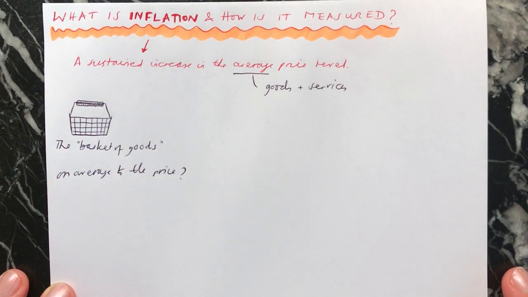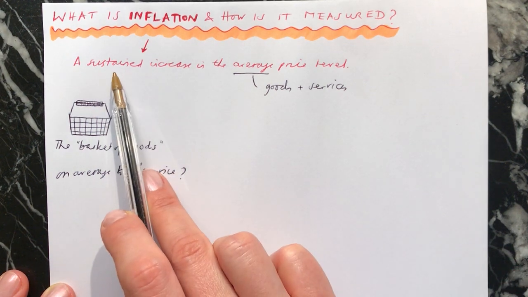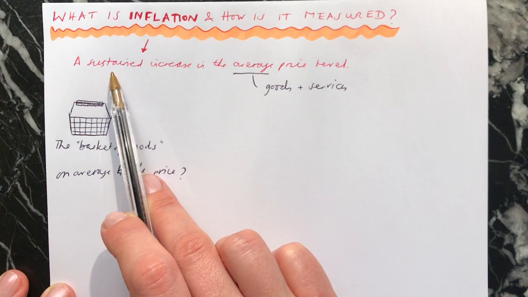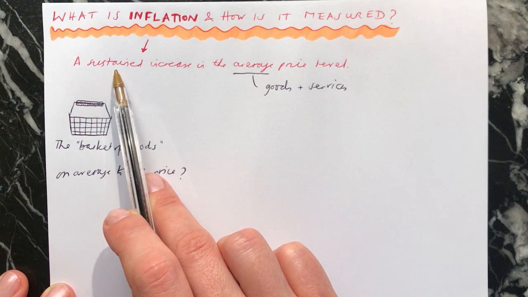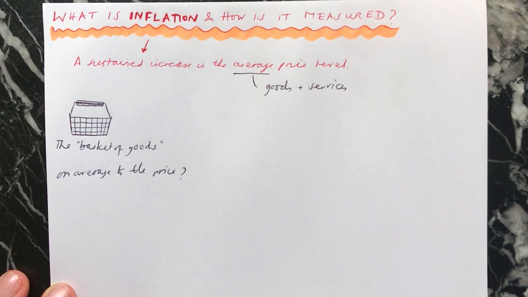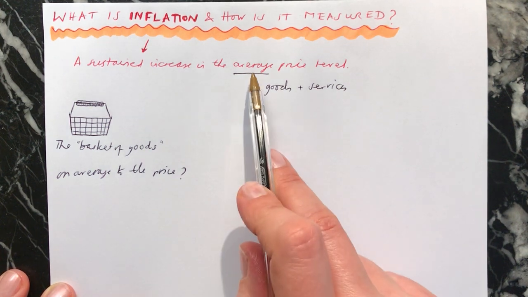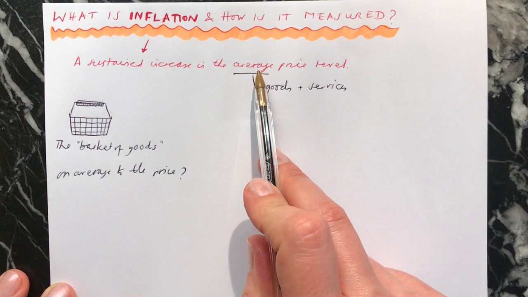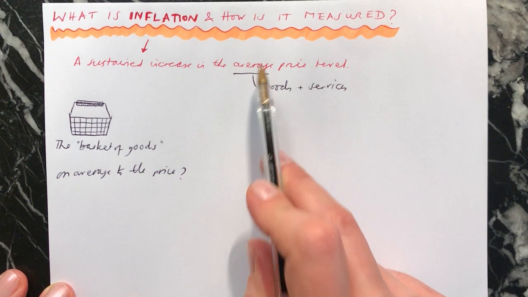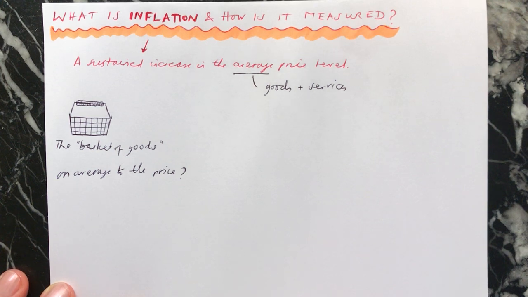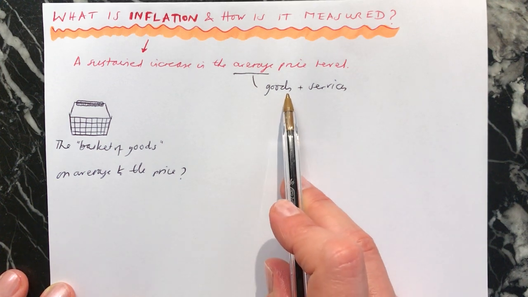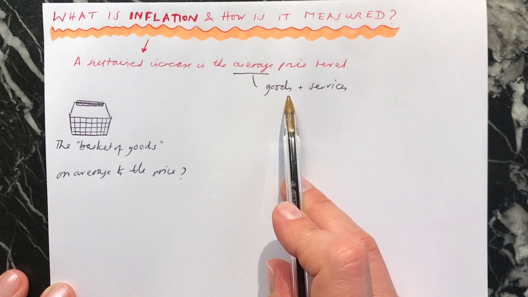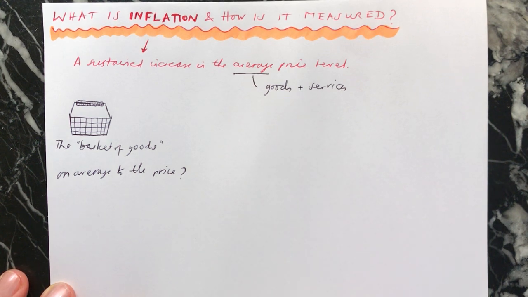So what is inflation and how is it measured? Inflation is defined as a sustained increase in the average price level. Sustained means it keeps going. So there's an increase in the average price level for a certain period of time. And it's really important, this is the average price level in the economy. It's not looking at the price of one product, like a pen or coffee or cinema tickets. This is looking at the average price of all goods and services in the economy. Remember that a good is something that's tangible, you can touch it, and a service is something that's intangible, you can't touch it, like a haircut, for example.